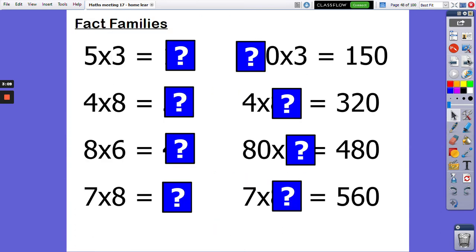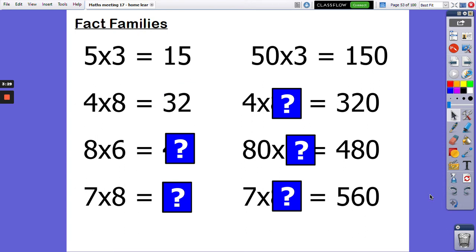Okay, fact families now. Remember, we can use these calculations to help us solve these calculations. Okay, off you go. Right, let's begin. 5 multiplied by 3 is 15. So what multiplied by 3 equals 150? 50 multiplied by 3 equals 150. 4 multiplied by 8 equals 32. 4 multiplied by 80 equals 320.